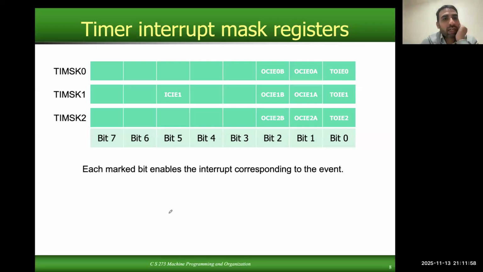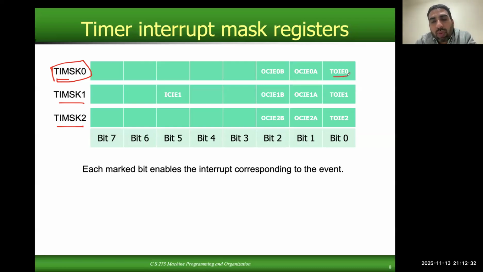Okay. So having said that, now we have three registers, timer interrupt mask 0, timer interrupt mask 1, and timer interrupt mask 2. As is clear from their names, they are related to timer 0, timer 1, and timer 2, right? Let's start with timer 0. All of these three registers are 8-bit. If we start with timer 0 and look at its timer interrupt mask 0 register, only 3 bits are used: bit 0, bit 1, and bit 2.